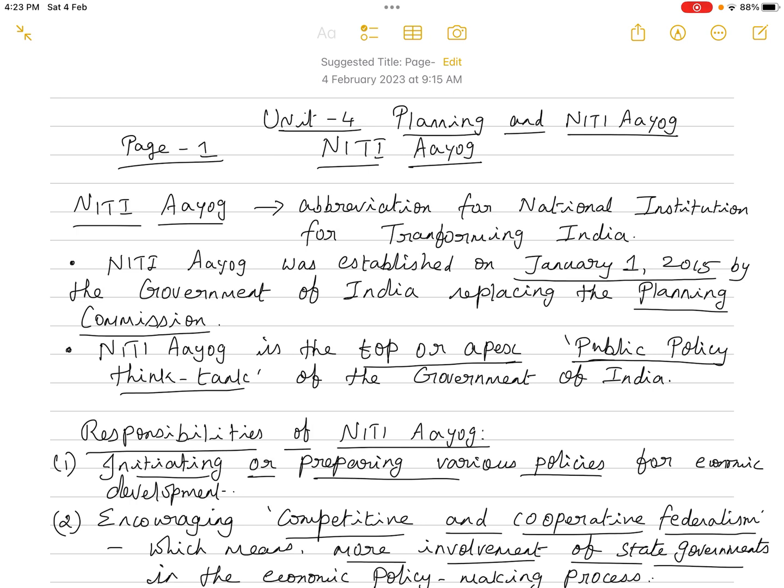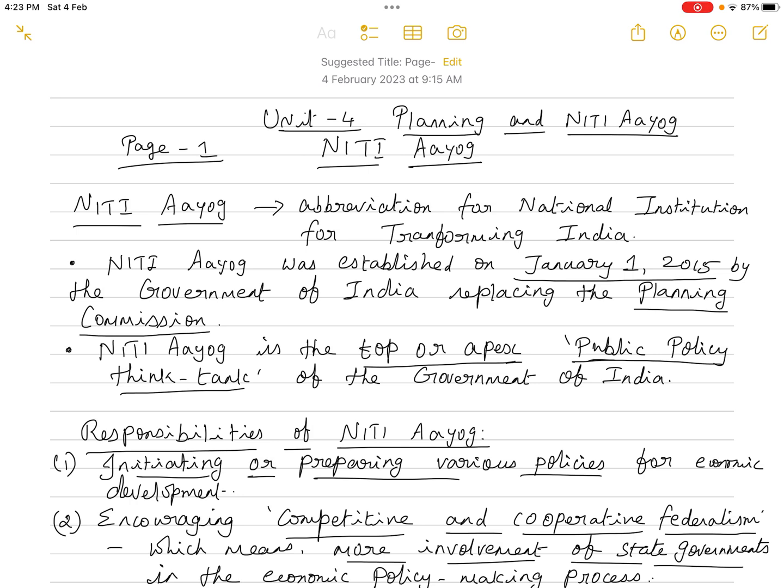In today's class, we will check out one of the most important questions that is asked in the board exam in Unit 4, Planning and NITI Aayog. That is, write a short note on NITI Aayog. Okay, so this is one of the very important questions asked in the board exam, in Unit 4. Write a short note on NITI Aayog.